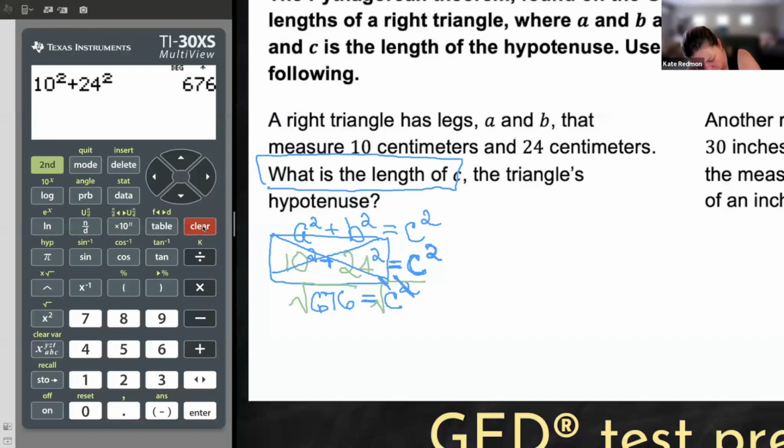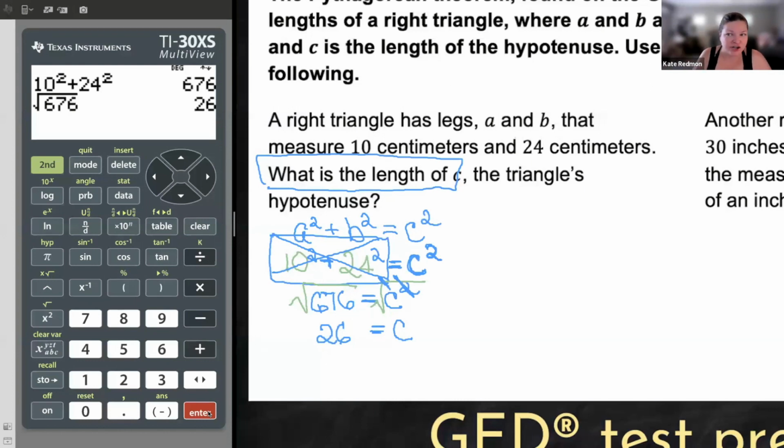Square and square root are opposites. They cancel. C is alone, just like I wanted. And it's going to be equal to whatever I get when I take the square root of 676. So square root's over there in green. I need to hit the green second button, take the square root of 676, and I see it's 26. Another really common student error is to keep that square root symbol around. Don't. You used it up. You did that math. It's not there anymore. Okay, it's an operation, a thing to do. It's been done.